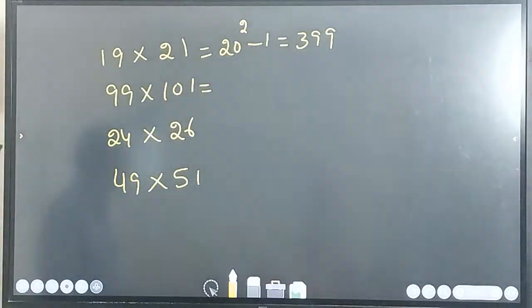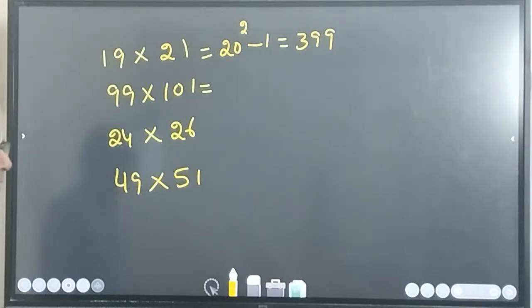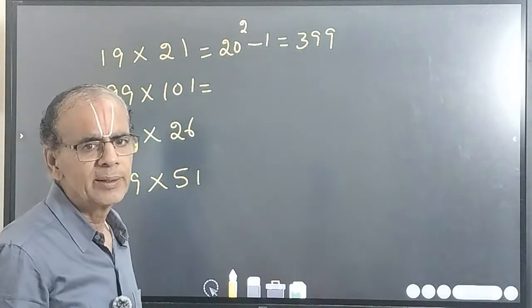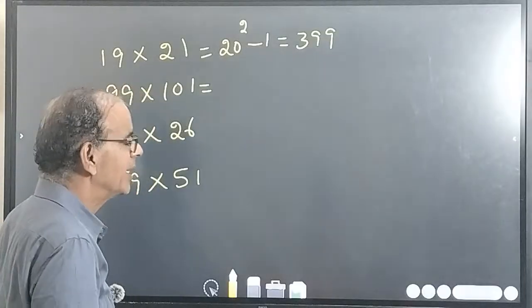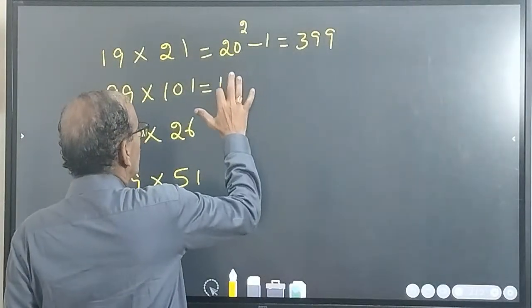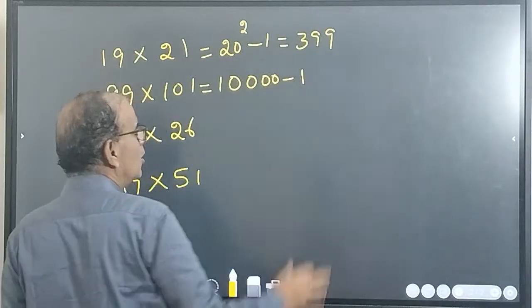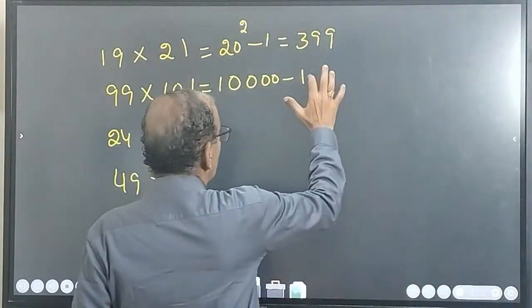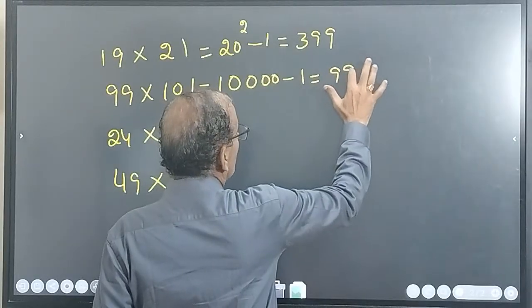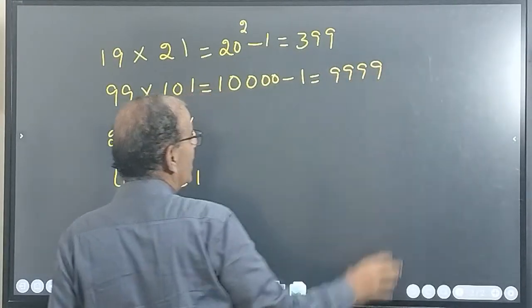99 into 101. What is the middle number? 100. 100 square means how much? 10,000. From 10,000 you subtract 1. Answer is 9,999.